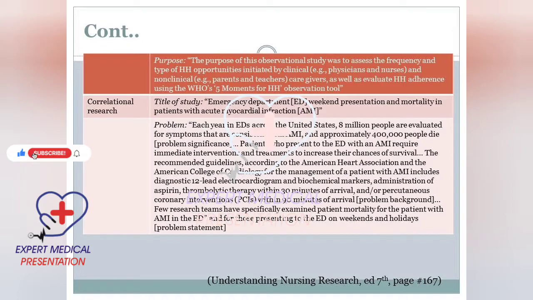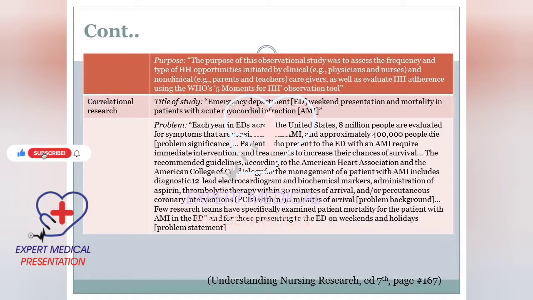Correlational research. Title of study: Emergency Department, ED, weekend presentation and mortality in patients with acute myocardial infarction, AMI. Problem: each year in EDs across the United States, 8 million people are evaluated for symptoms that are consistent with AMI, and approximately 400,000 people die. Problem significance: patients who present to the ED with an AMI require immediate interventions and treatments to increase their chances of survival. The recommended guidelines, according to the American Heart Association and the American College of Cardiology, for the management of a patient with AMI include diagnostic 12-lead electrocardiogram and biochemical markers, administration of aspirin, thrombolytic therapy within 30 minutes of arrival, and/or percutaneous coronary interventions, PCIs, within 90 minutes of arrival.